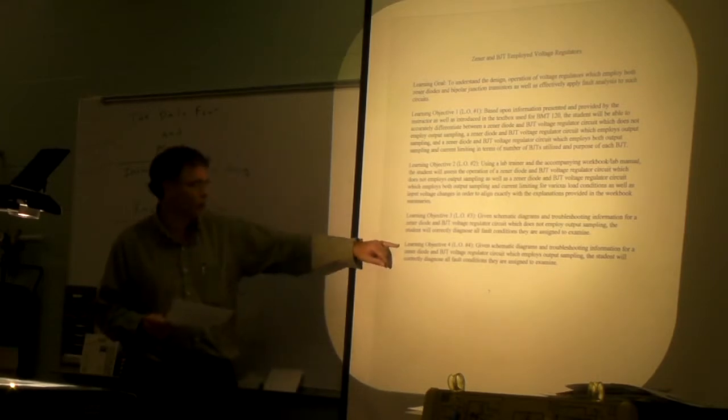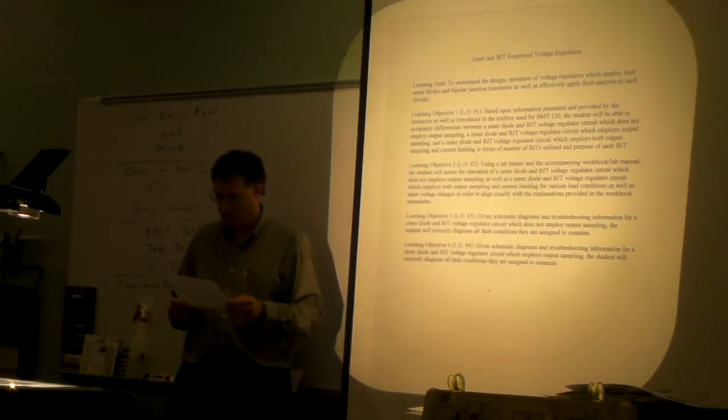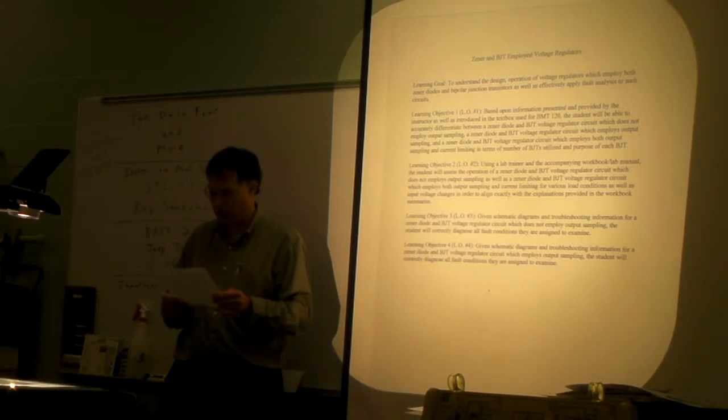And finally, learning objective number 4. Given schematic diagrams and troubleshooting information for a zener diode and BJT voltage regulator circuit which employs output sampling, the student will correctly diagnose all fault conditions they are assigned to examine.